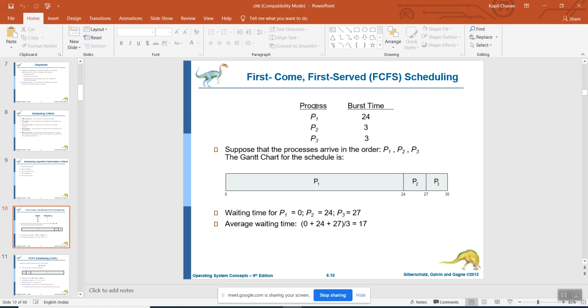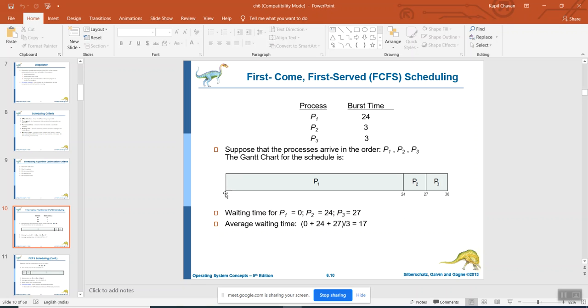Here you can see the processes P1, P2, P3 are given, along with the burst time. Burst time means P1 requires 24 microseconds to complete, P2 requires 3 microseconds to complete, and P3 again requires 3 microseconds to complete. Suppose the processes arrive in the order P1, P2 and P3. Then the Gantt chart for the scheduling is like this one.